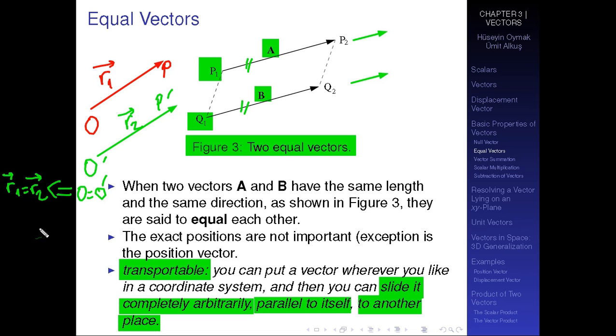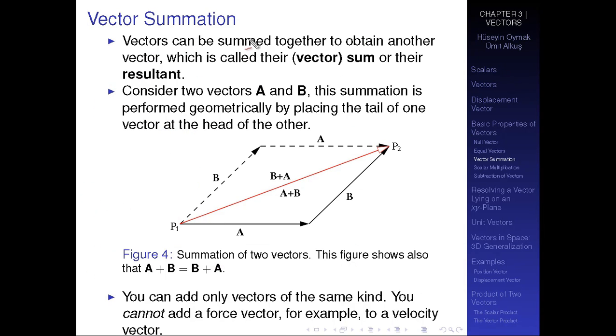Good. Making use of the property that vectors are transportable, it is time to move on to the new topic, vector summation. We have said that vectors have both magnitude and direction. Thus, summation and also subtraction operations cannot be treated as that of ordinary numbers.